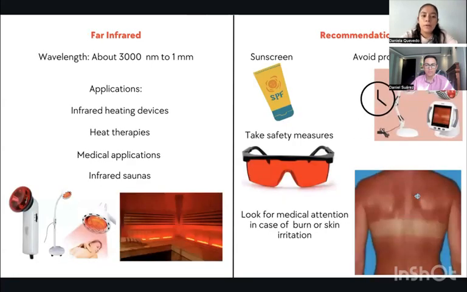Then we have far infrared, which has a wavelength of about 3,000 nanometers to 1 millimeter, and its applications are infrared heating devices, heat therapies, medical applications, and infrared saunas. As recommendations for this type of waves, we have sunscreen, avoid prolonged exposure, take safety measures, and seek medical attention in case of burned skin or irritation.